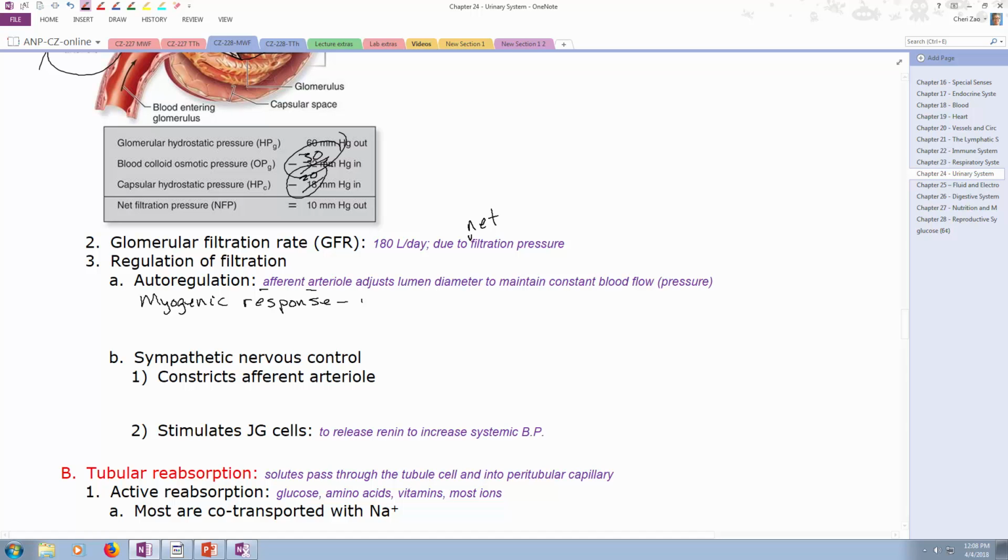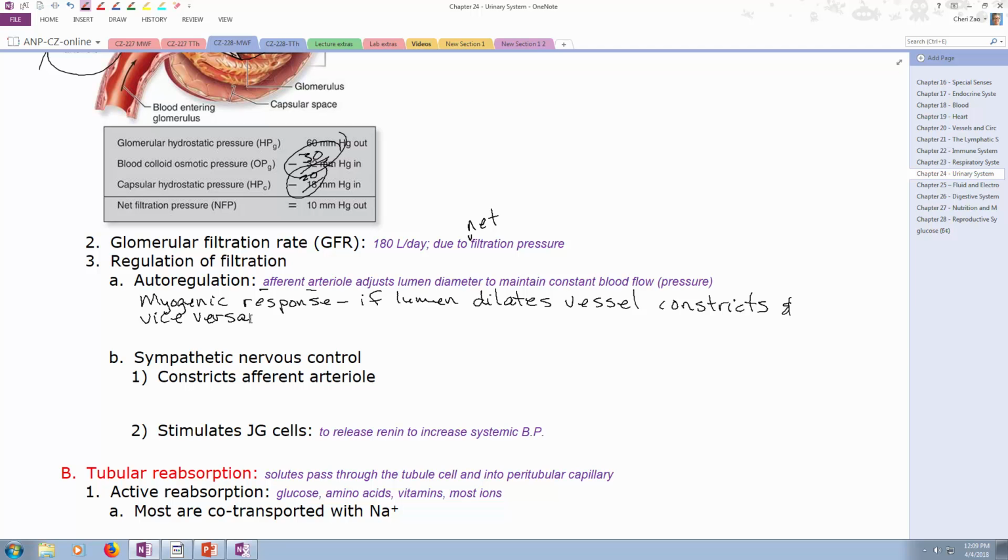So if the lumen dilates, the vessel constricts, and vice versa. And again, this is a mechanoreceptor response. This is the main way that we adjust our filtration rate.